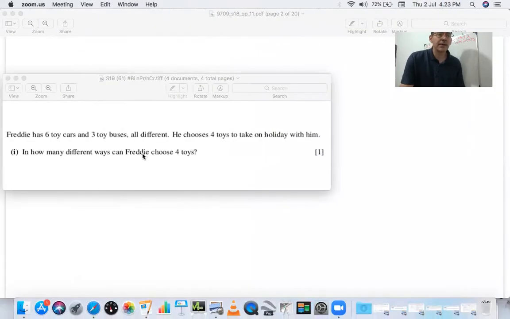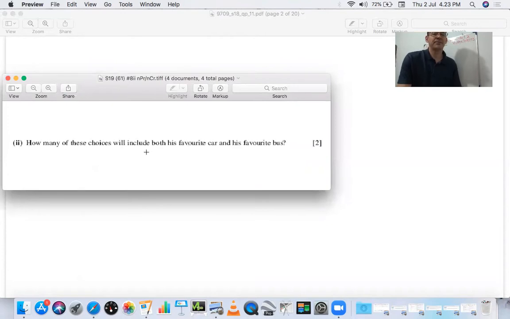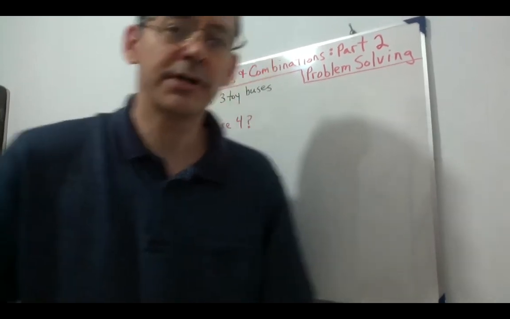So here we have Freddie has 6 toy cars and 3 toy buses, all different. He chooses 4 toys to take on holiday with him. In how many different ways can Freddie choose 4 toys? And then in the second part, how many of these choices will include both his favorite car and his favorite bus? So let's go back to our board here.